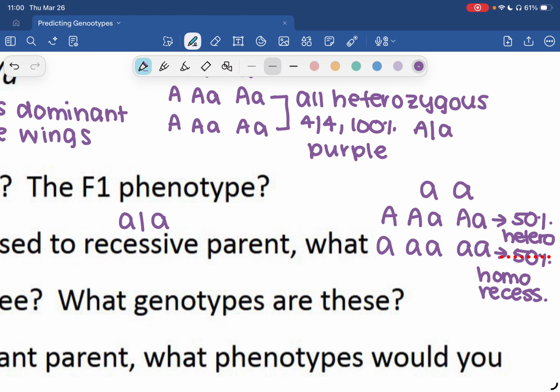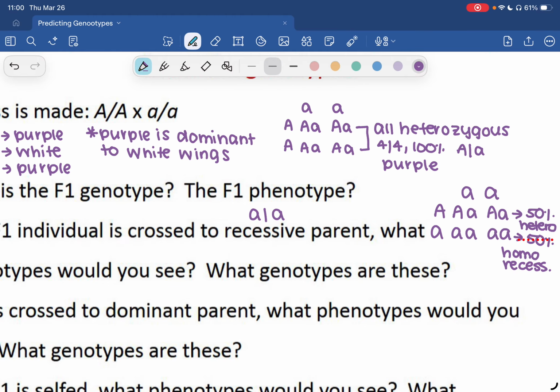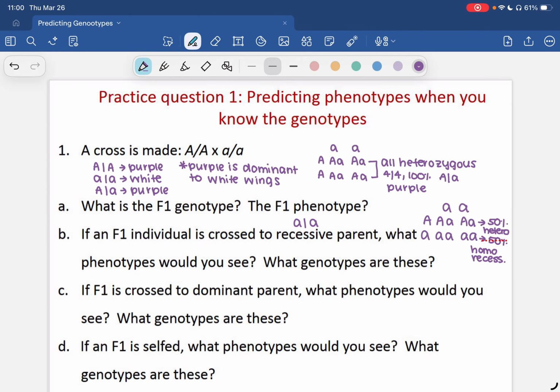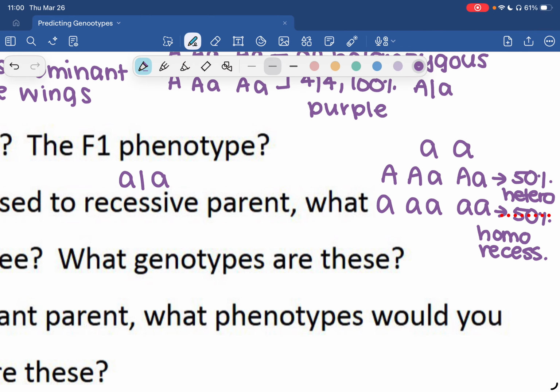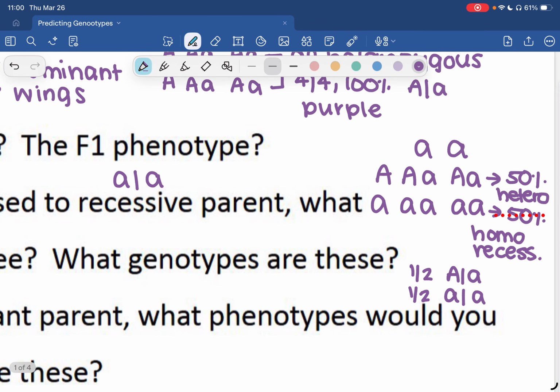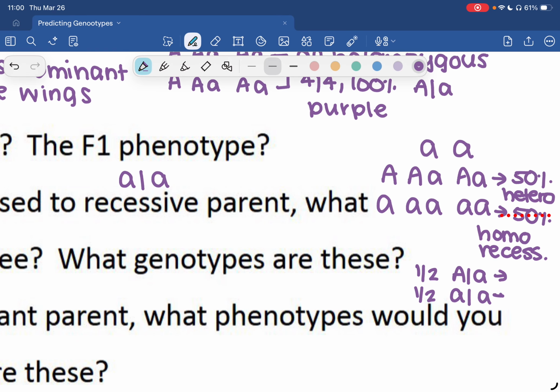So in this case, the phenotypes would look a little bit different. So I would write that 1/2 or 50% are heterozygous, the other half are homozygous recessive, and then I would also write their phenotypes. So these would be purple, and then the homozygous recessive, you would get white.